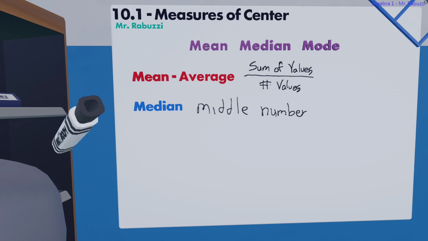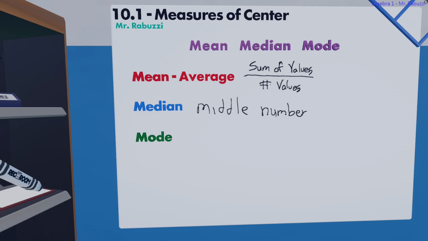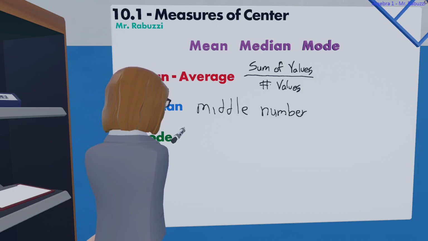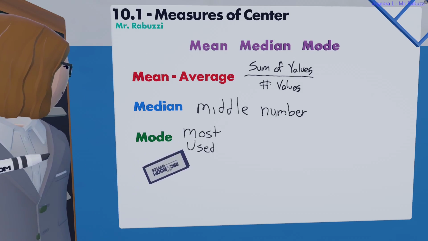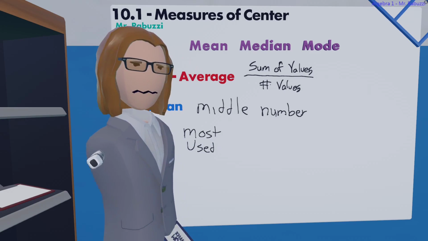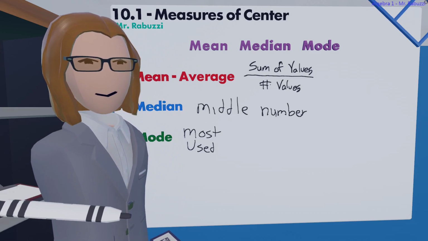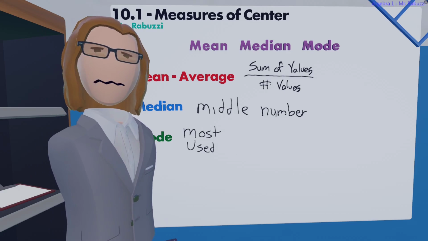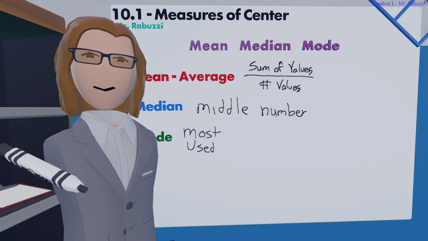And the last of this triplet is mode. Mode is the most used. This is the most used number. So sometimes you can have two modes, right? If two numbers are used the same amount. Sometimes you don't have a real mode because no number is repeated.